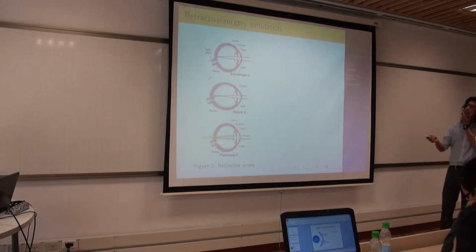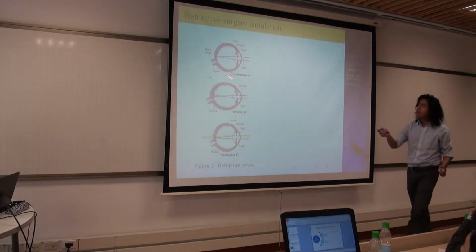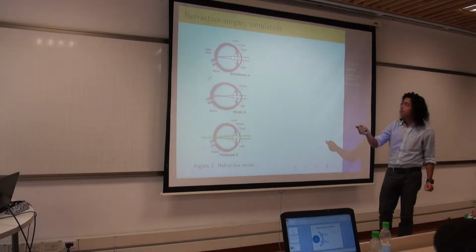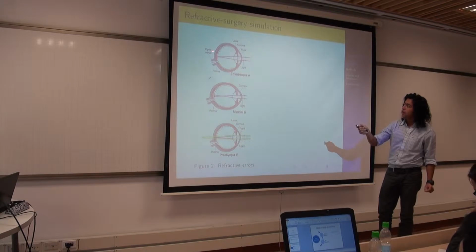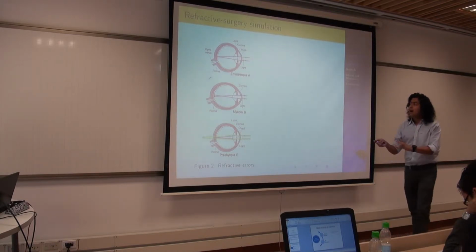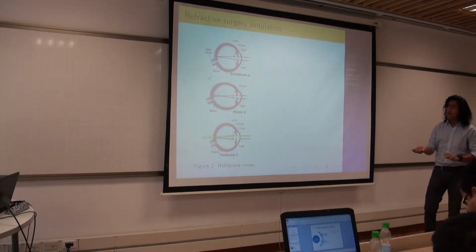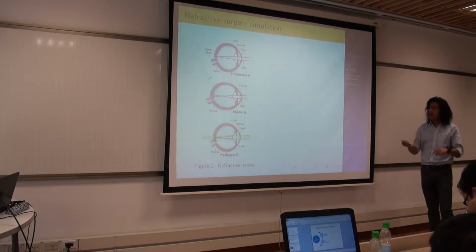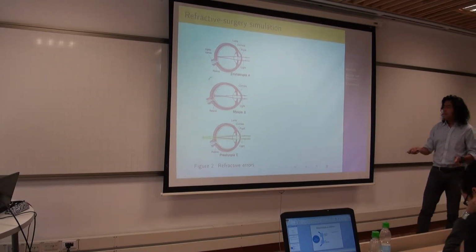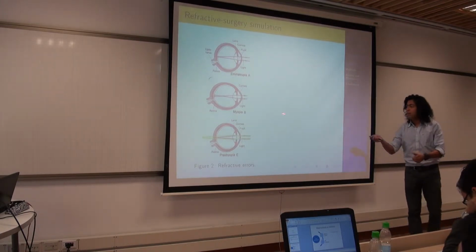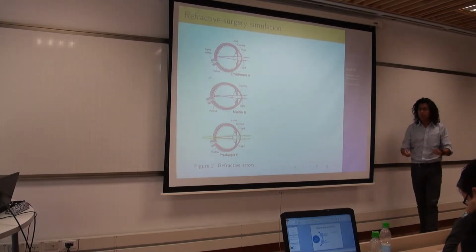Okay, let's see something about refractive surgery simulation. Here we have a normal eye, a healthy cornea, and here we have the light beams which are refracted to the retina. The focus of the light beams is just on the retina, so that is how it should be. However, we have some refractive errors, which are simply undesired diseases, and we have a lot of examples. For example, myopia, presbyopia, hyperopia, and so on.